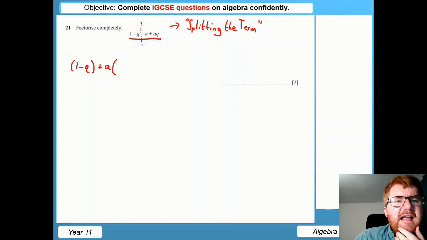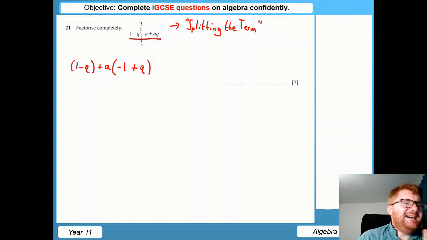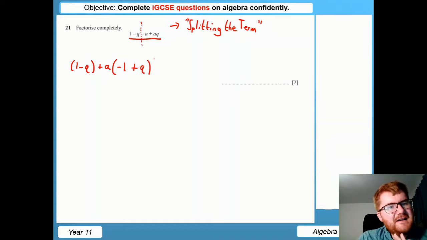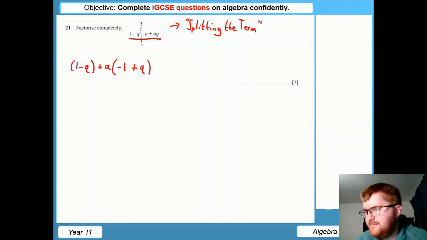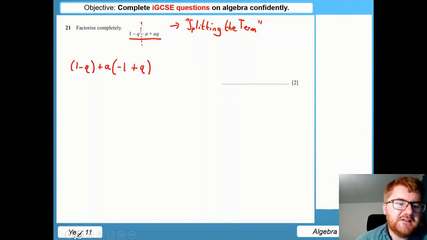What do we multiply a by to get minus a? Well, we get minus 1. What do you multiply a by to get aq? Plus q. And you look at this and go, it's almost the same in both brackets, but not quite. The way that we can change this, so I wanted to make that mistake on purpose, is if we change this to a minus, then we can just switch the signs and we get exactly what we want in the bracket.